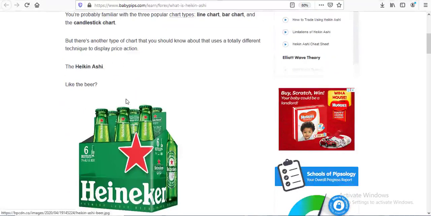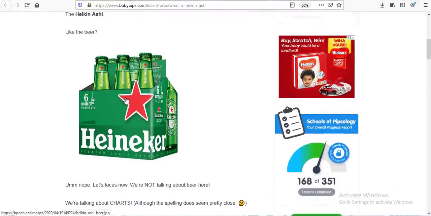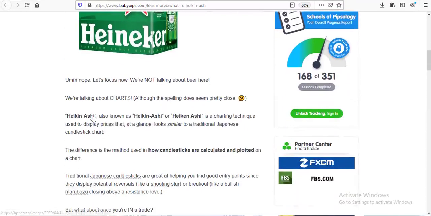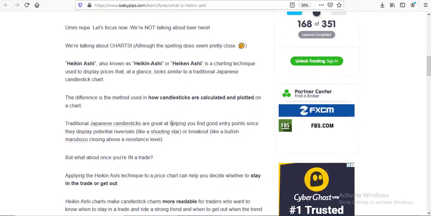Hey, let me ask you, do you like Heineken? Do you? It's a very nice beer. So if you're struggling on how to pronounce Heikin Ashi, just say Heikin Ashi. Well, I think that's funny. So I mean, you can pronounce it like Heikin Ashi or Heikin Ashi, or just say Heikin Ashi. I mean, I don't care. Oh, it's all the same thing.